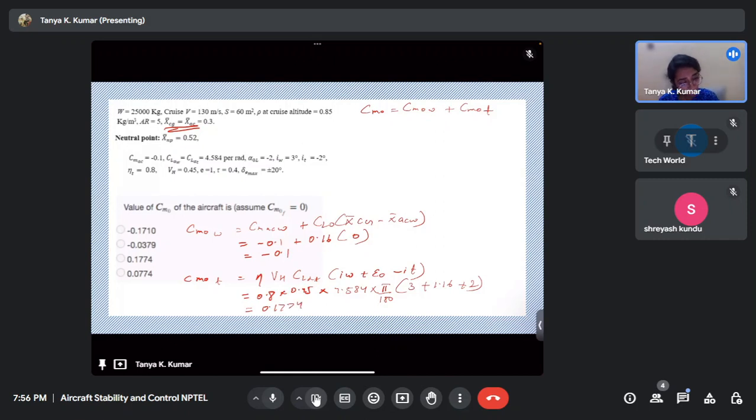You get this as 0.1774. Add both of them, you get minus 0.1 plus 0.1774, you get 0.0774. So here you can see that you can trim the aircraft at a positive angle of attack because the Cm naught is positive.